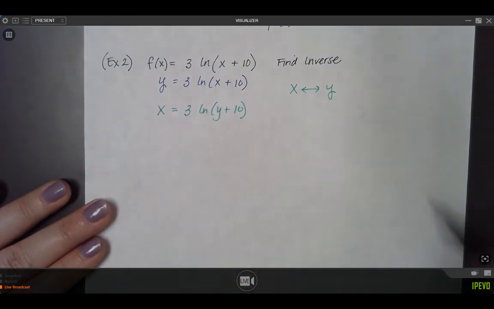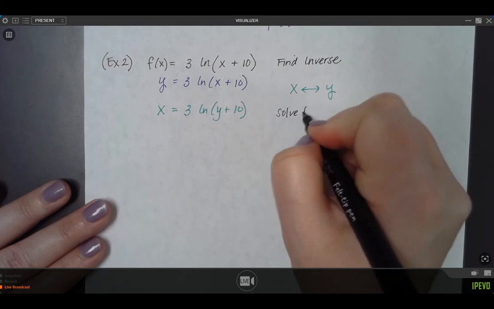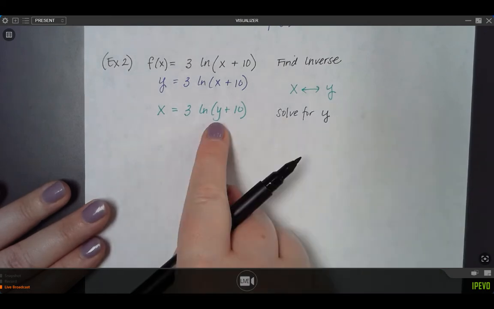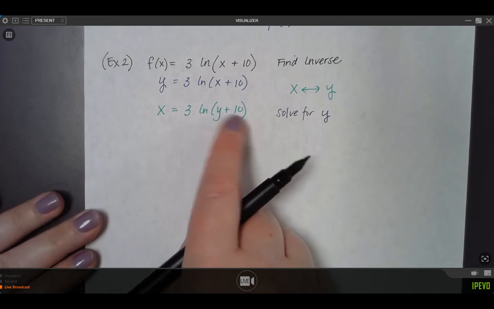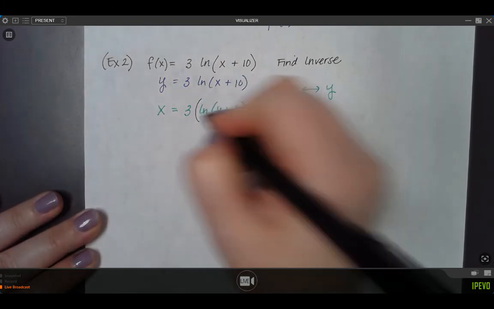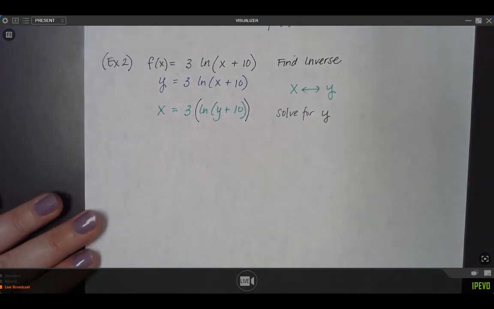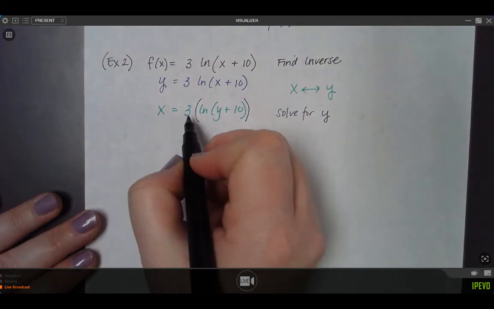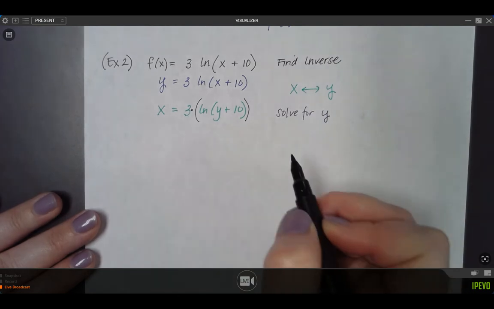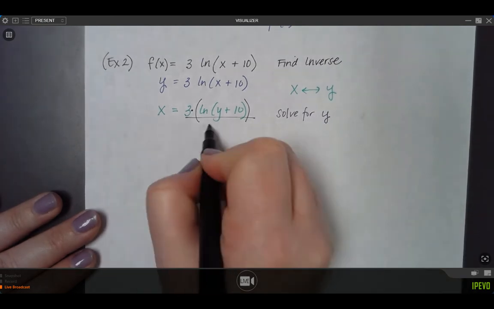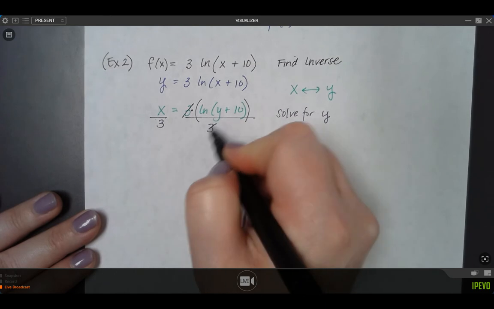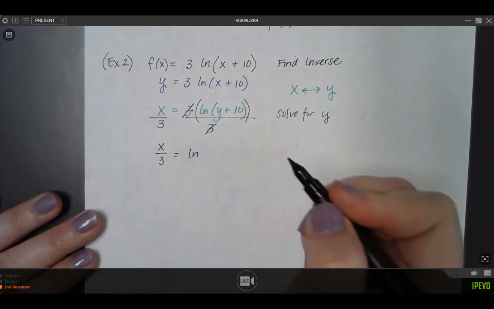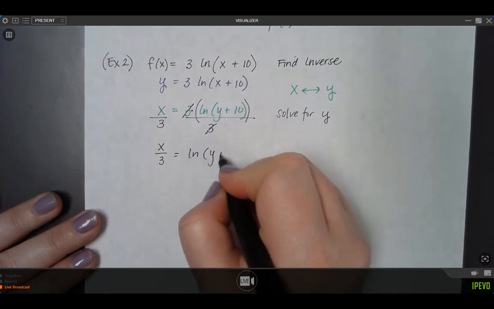Now the goal is to solve for y. I want that letter y by itself. Now some things to note, this y plus 10 is in parentheses, which means that this is going to be that last thing that I deal with. All right, so the first thing I want to get rid of is this 3 times. And the opposite of multiplication is division. So I'm going to divide both sides by 3. 3 will simplify out. That gives me x over 3 is equal to the natural log of y plus 10.